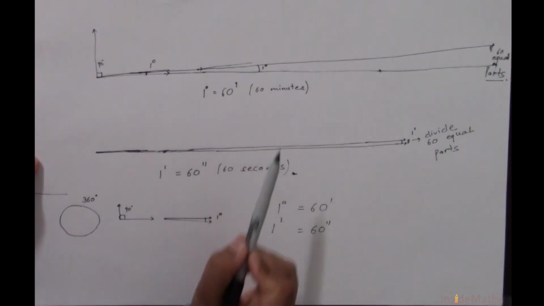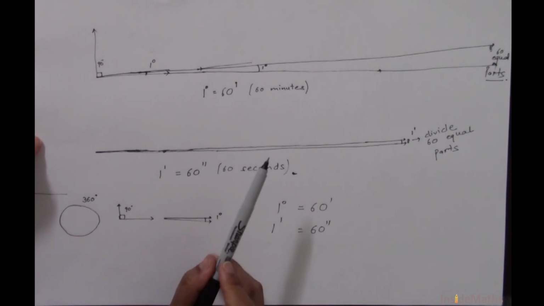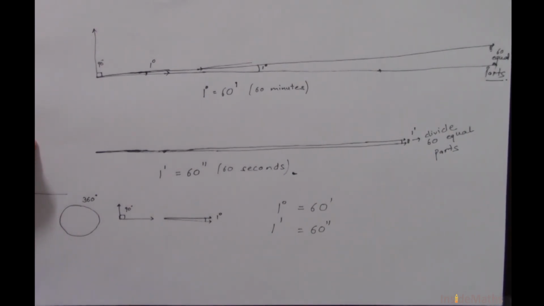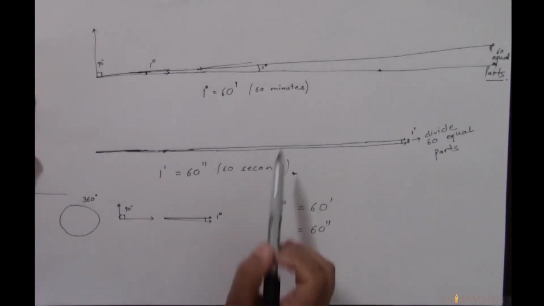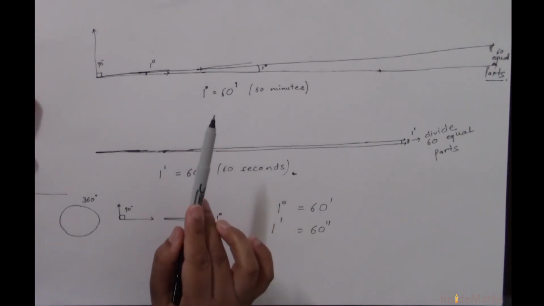Now these units, minutes and seconds, have nothing to do with the time on a clock, minutes and seconds. These are different units which are used as a part of a degree.